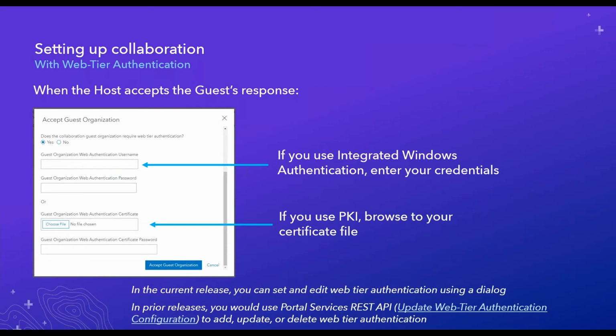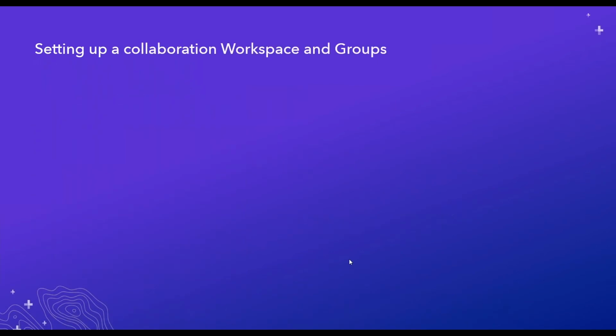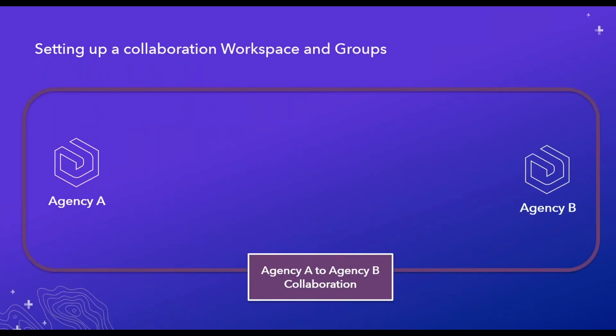Similarly, when the host accepts the guest response, if that guest requires web tier authentication, you'll have the option to enter credentials if it's IWA, or the certificate and password if it's PKI. Okay, a couple of other things that'll happen as you create your collaboration.